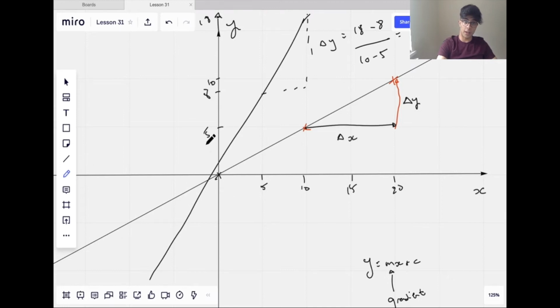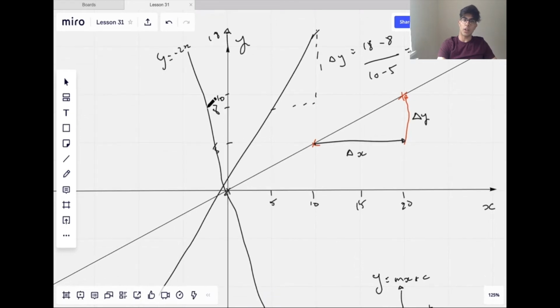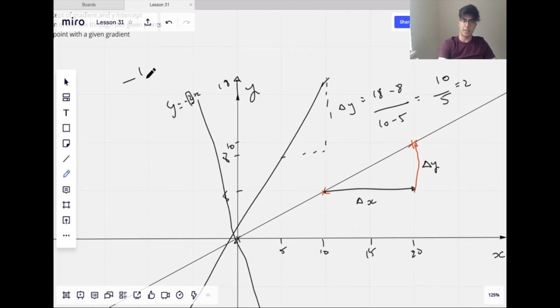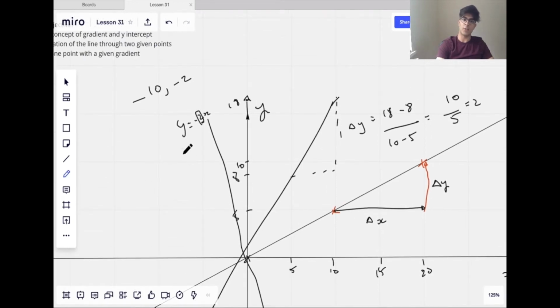And of course this applies to negative gradients. So we have a line like this. Again, let's say the equation of that line is y equals minus 2x. So the bigger the number, the steeper it is. Obviously, the number minus 10 is actually smaller than minus 2, so we can't say the bigger the gradient, the steeper the line in all circumstances. With positive gradients that makes sense, but with negative gradients, we can say that the larger the magnitude of the gradient, which means the number itself, ignoring the sign, the steeper the line.